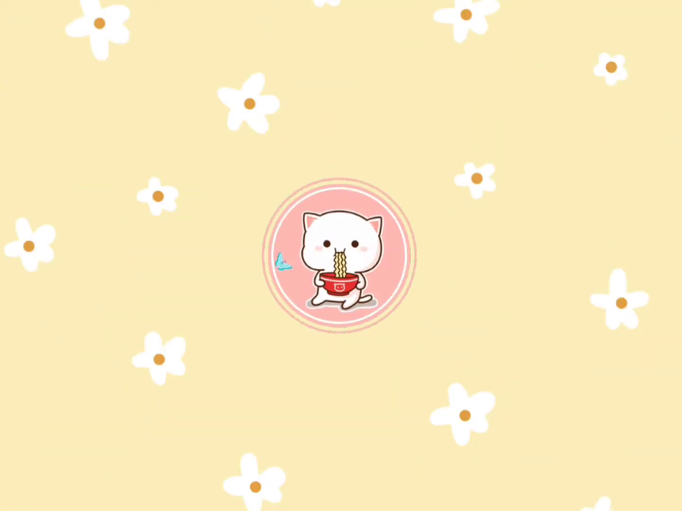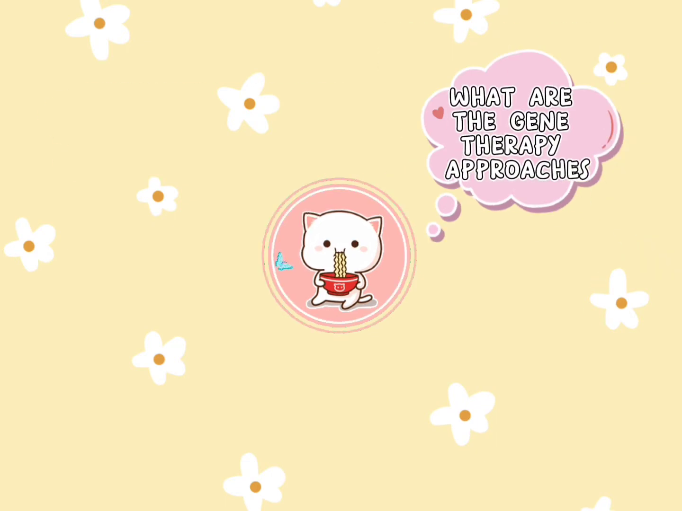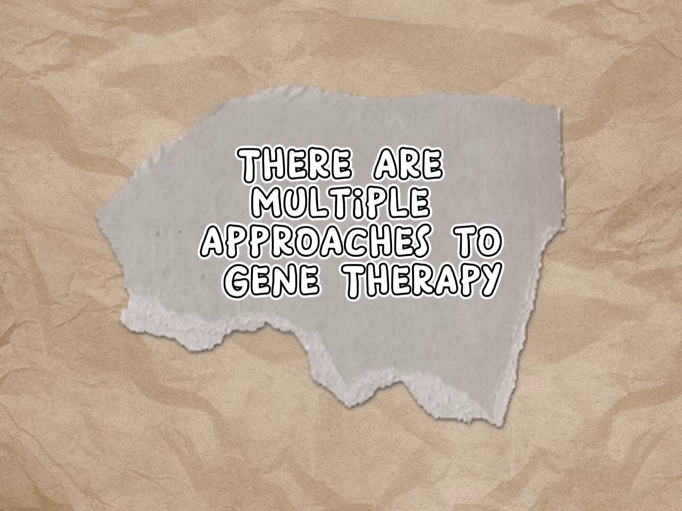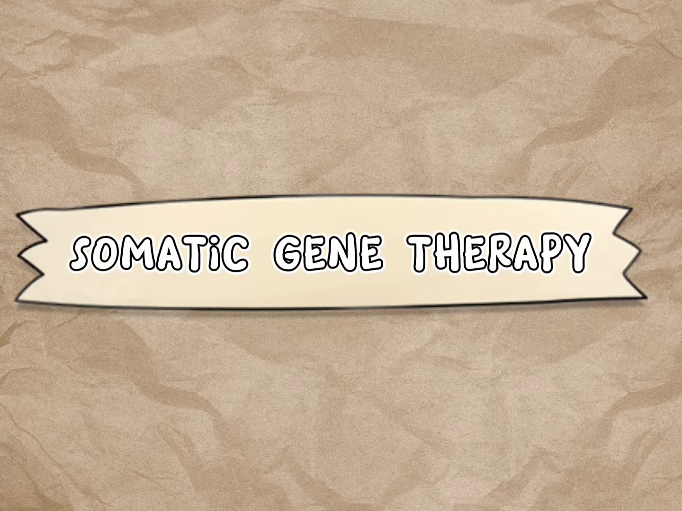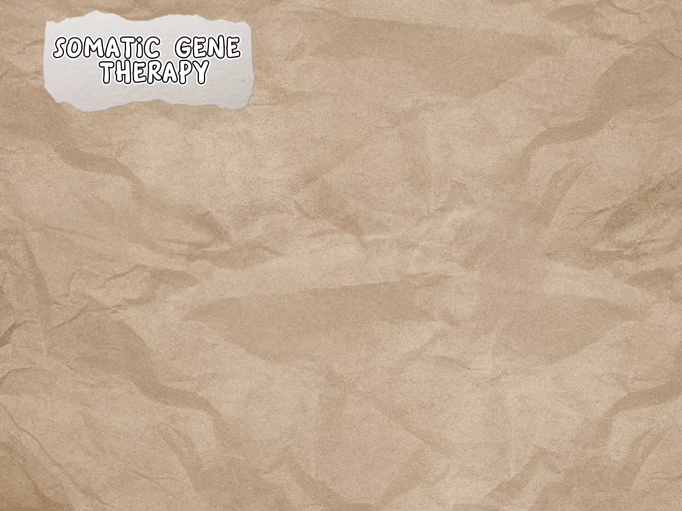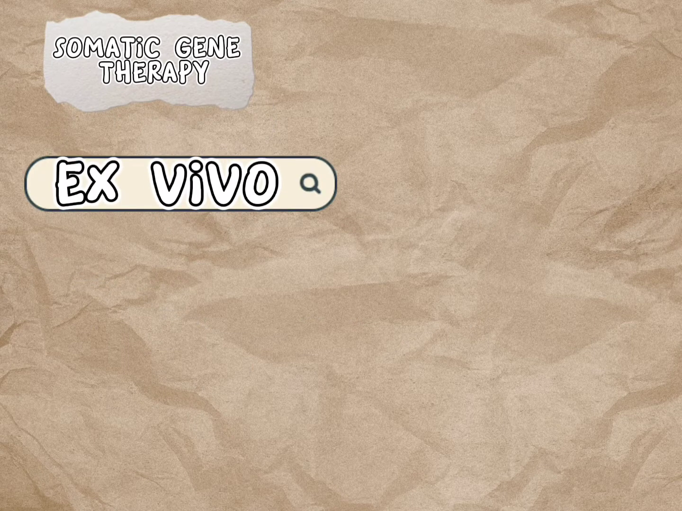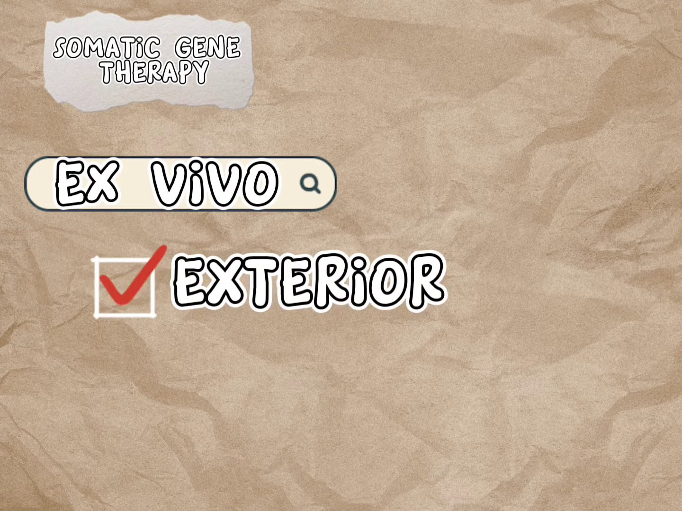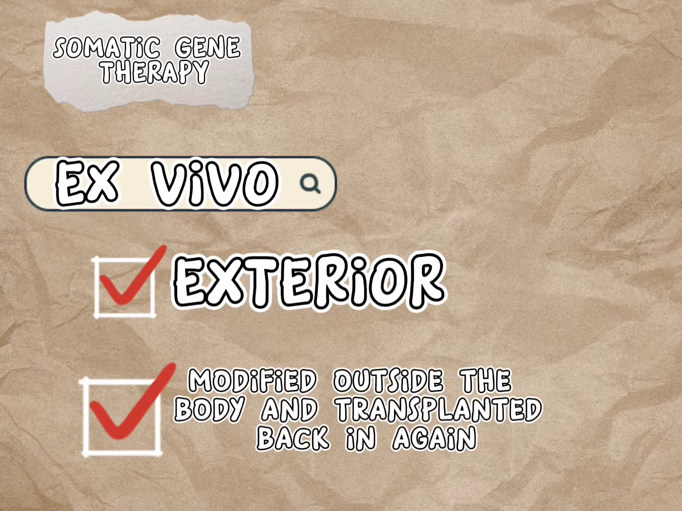Hello, I'm Josh, and in this video I'll show you what the gene therapy approaches are. There are multiple approaches to gene therapy, and this time I'll show you the somatic gene therapy. Somatic gene therapy can be broadly split into 2 categories. First is ex vivo, which means exterior, where cells are modified outside the body and then transplanted back in again.